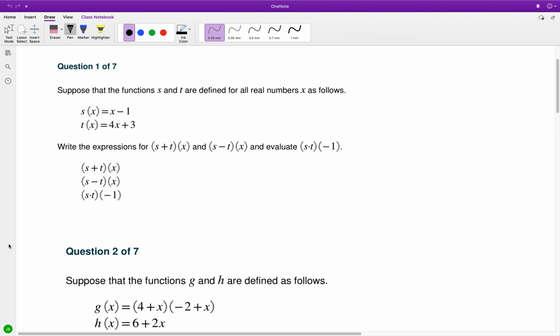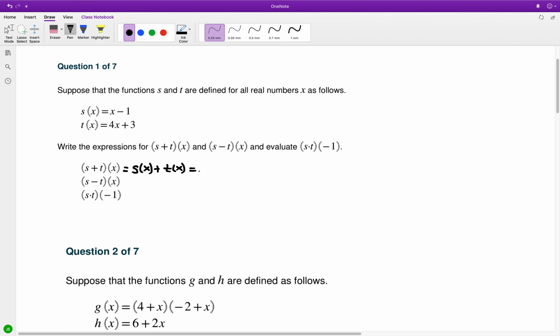Okay, for what we have in section 1.8, we are looking at operations between functions. Now we have our functions s of x and t of x. So s of x is equal to x minus 1, and we have t of x is equal to 4x plus 3. And if we're looking for s plus t of x, we're looking at s of x plus t of x.